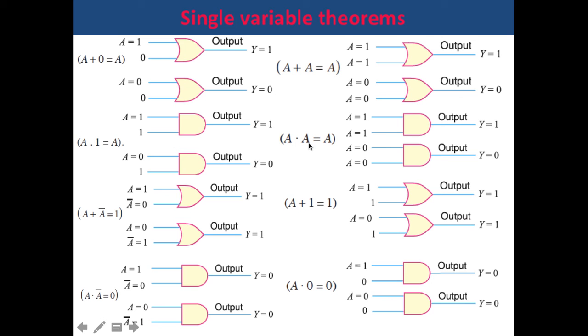And this is the seventh theorem, A plus 1 is equal to 1. So if you take A is equal to 1, here 1, so plus sign, so OR gate, 1 plus 1, output is 1. 0 plus 1, output is 1. Eighth theorem, A dot 0 is equal to 0. If you take A is equal to 1, so 1 multiply 0, output is 0. 0 multiply 0, output is 0.